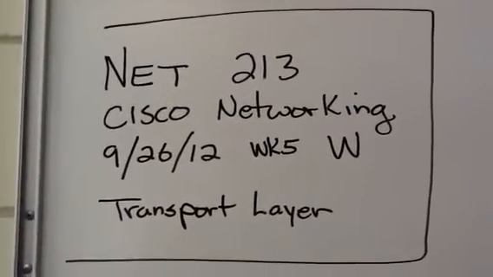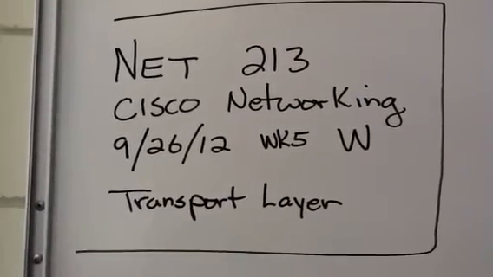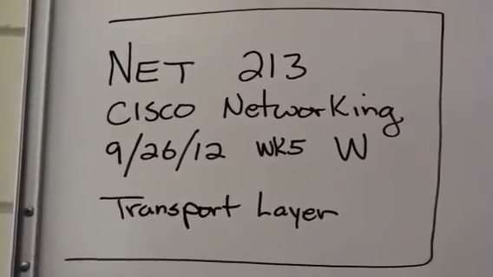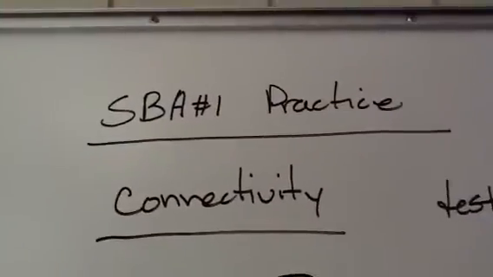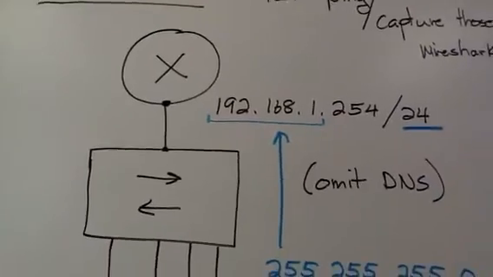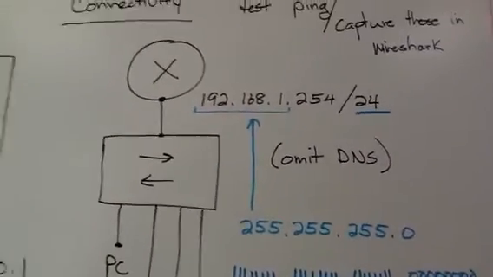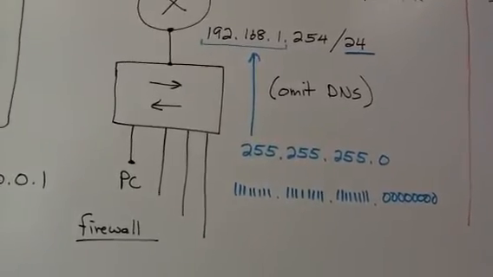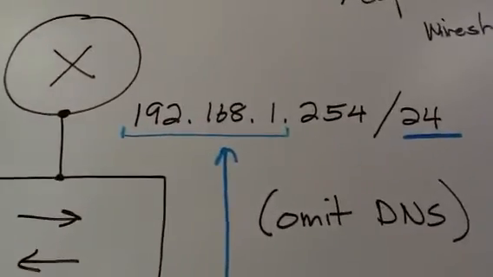Alright, NET-213, Cisco networking, transport layer. Actually, we spent some time at the beginning of the class. We did the skills-based activity, the practice on connectivity. A switch hooked to a router had a default gateway, and we omitted DNS. We talked about this was the address on the router.